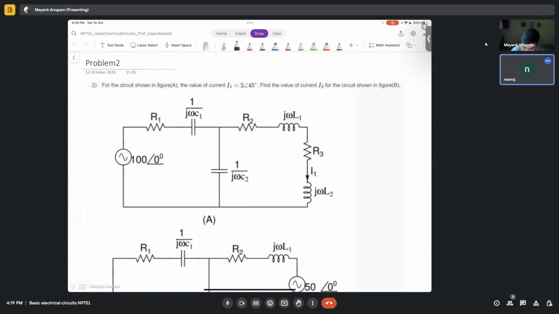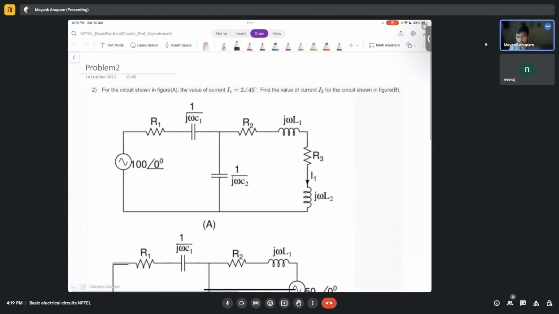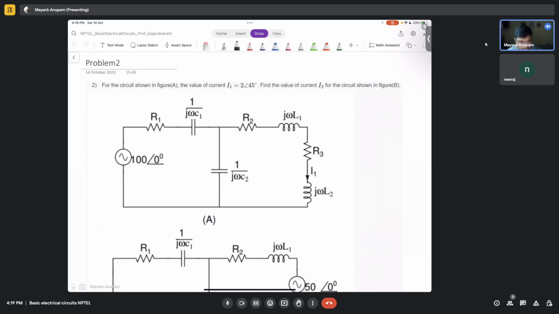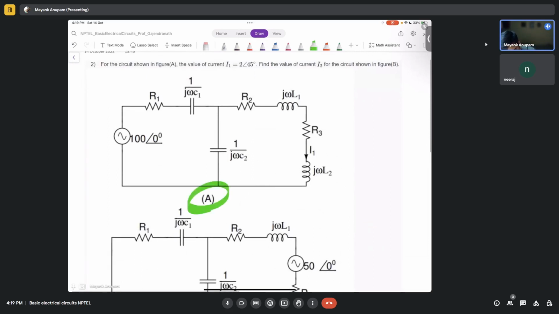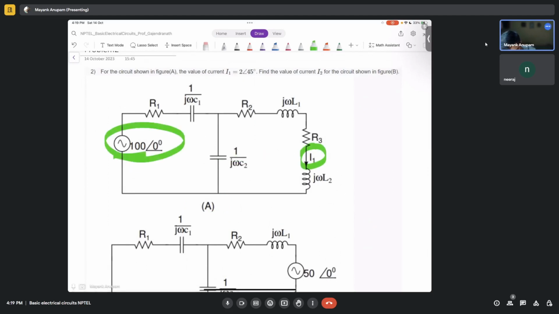All right, so problem number 2. For the circuit shown in figure A, the value of current I1 is given. Because of this voltage source here, I1 is 2 angle 45 degrees, given in terms of phasor. Even the voltage source here is in terms of phasor: the amplitude of the voltage is 100, whereas the phase is 0.